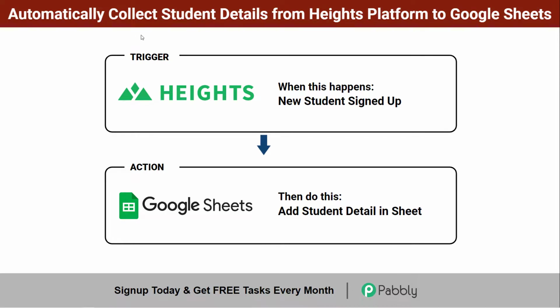How to automatically collect the student details from Heights platform to Google Sheets. Assume that I'm selling a course using this Heights platform, and whenever a new student signs up for my course, I want to collect the details of the students automatically in my spreadsheet. As soon as the student signs up, the details should be added automatically to my spreadsheet so that I can create a backup of all the students, all the leads, in real time.